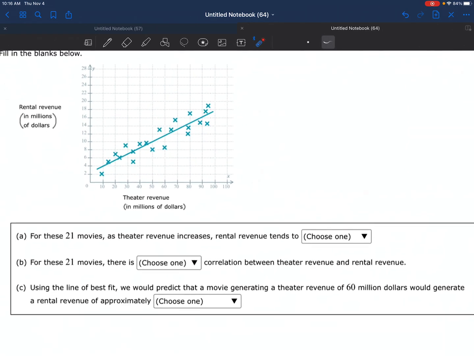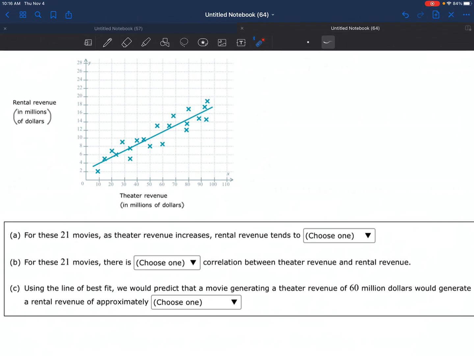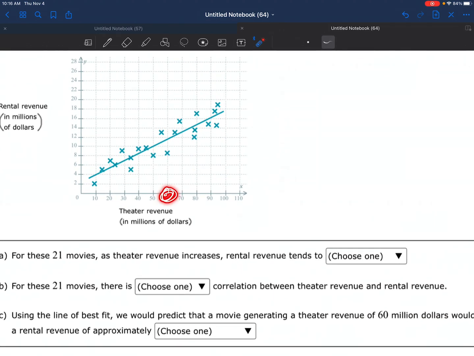Okay? The last one says, using the line of best fit, so using this line, we would predict that a movie generating a theater revenue of $60 million, okay? Where is 60 million located on the x-axis? Right here, okay? The rental revenue would be approximately what? So what you should do is go up to the line, so this line of best fit, and then tell me, what is that Y value? Well, if I go straight across, it's about 11 or 12 million dollars. So when you choose your drop-down menu, you're going to choose something that's close to 11 or 12.